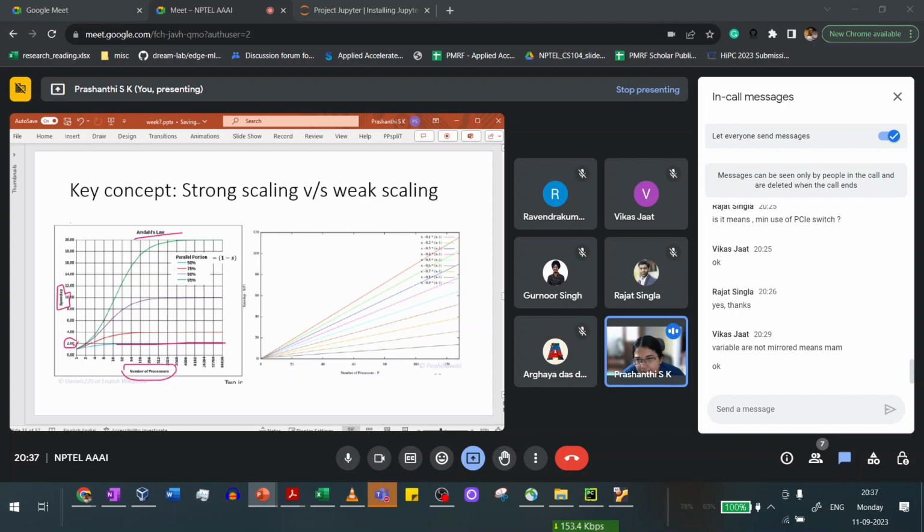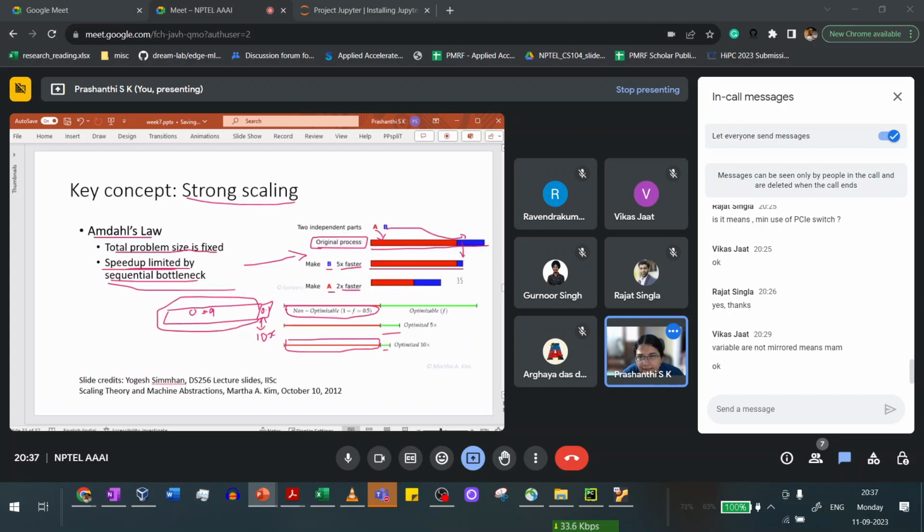So you can see that the speedup is limited to 2, whereas if my parallelizable portion is 95%, even then, which is the green curve, you can see that it also saturates around 20. So even though I have only 5% of serial work here, that itself causes a bottleneck, right? It's limited by this sequential bottleneck.